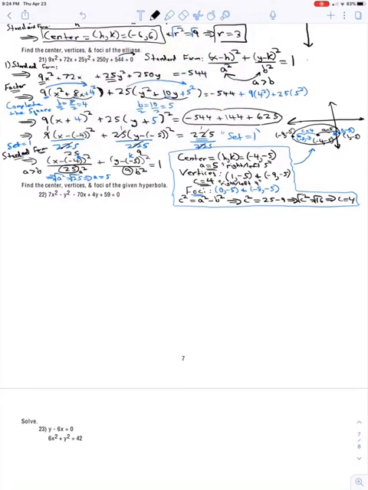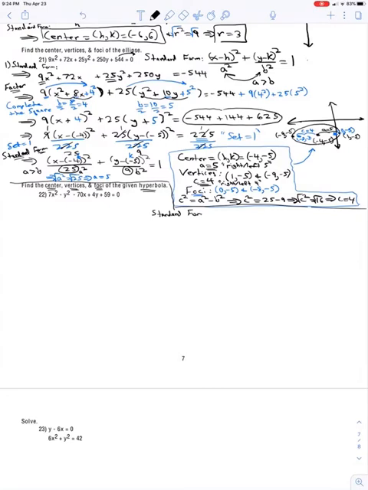Moving on, let's do the hyperbola. Find the center, the vertices, and the foci of the hyperbola. Now the hyperbola is a little different than the ellipse, not much though, but now with standard form, in the hyperbola graph, we've got the difference of squared terms. So as we talk about standard form, I'll go ahead and write that over here.